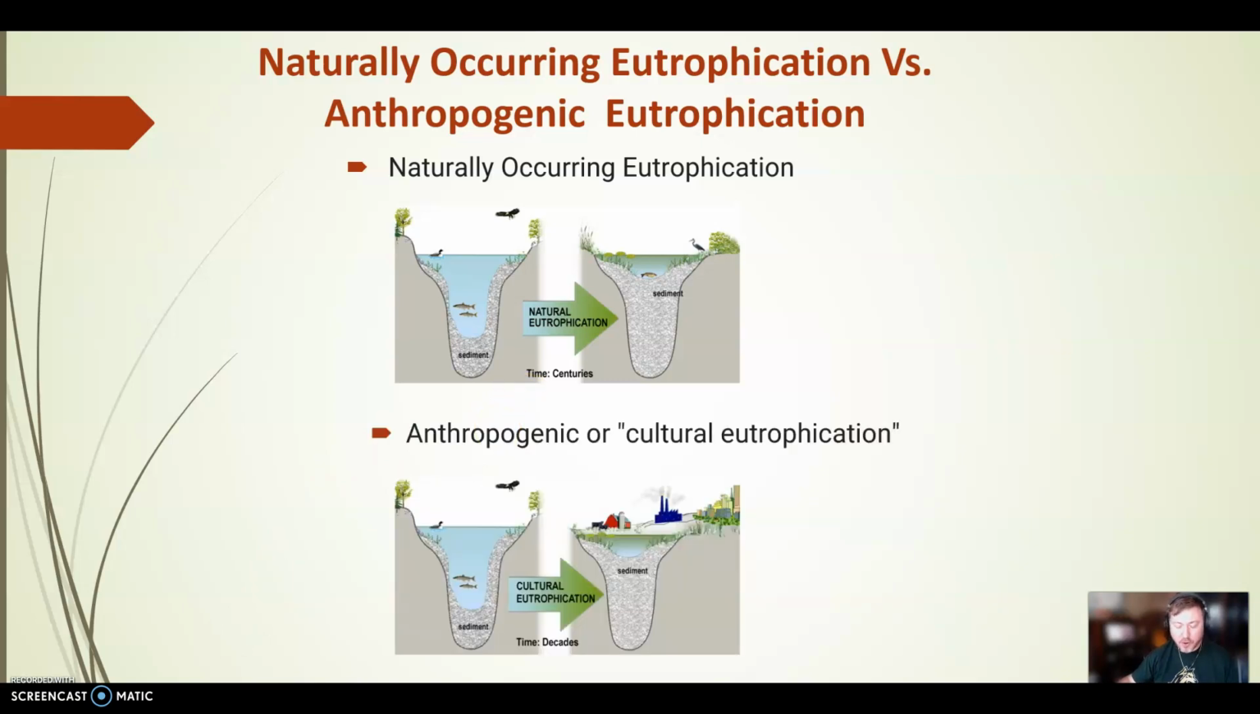The second type, cultural eutrophication, which is causing all the damage, is often a much more rapid process in which nutrients are added to a water body from a wide variety of polluting inputs, including untreated or partially treated sewage, industrial wastewater, and fertilizer from farming practices.